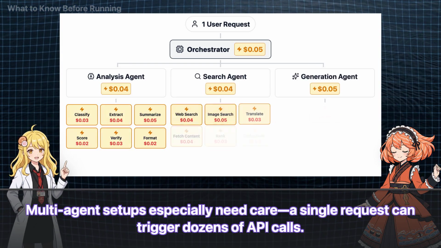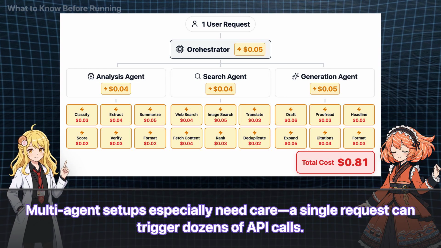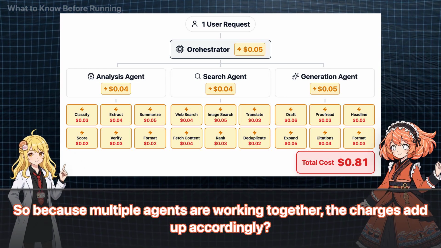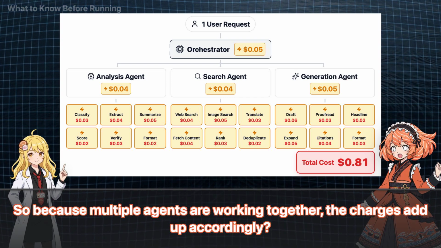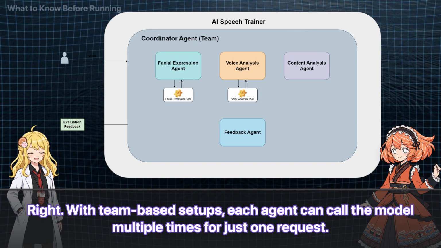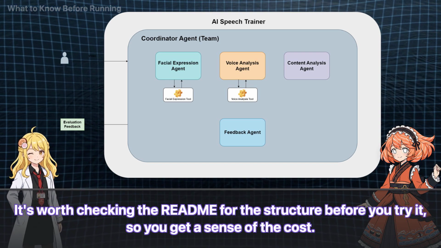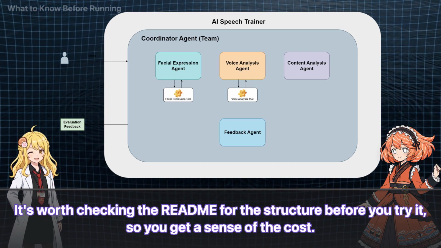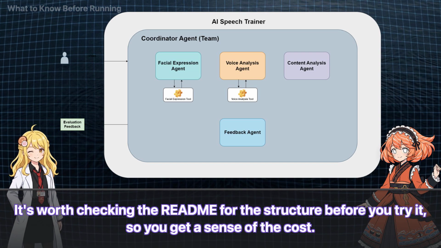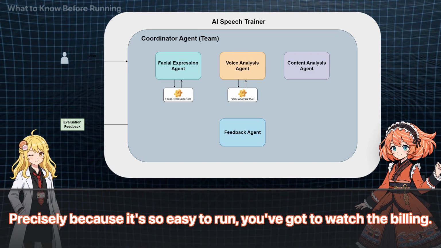Multi-agent setups especially need care. A single request can trigger dozens of API calls. So because multiple agents are working together, the charges add up accordingly. Right, with team-based setups, each agent can call the model multiple times for just one request. It's worth checking the README for the structure before you try it, so you get a sense of the cost. Precisely because it's so easy to run, you've got to watch the billing.